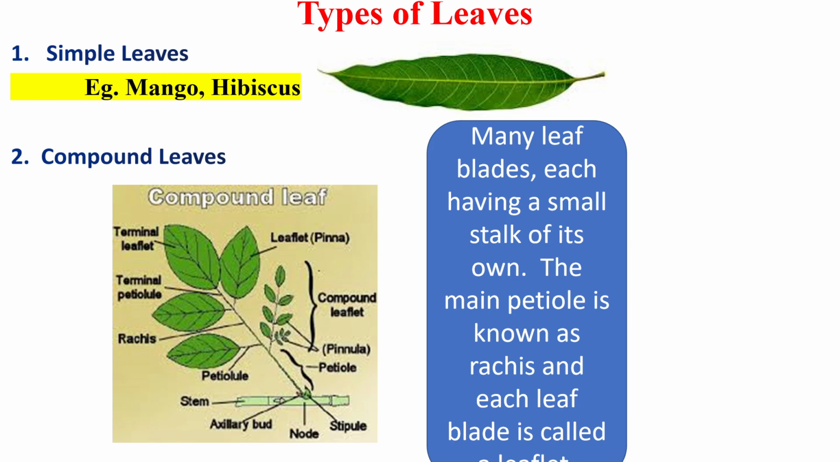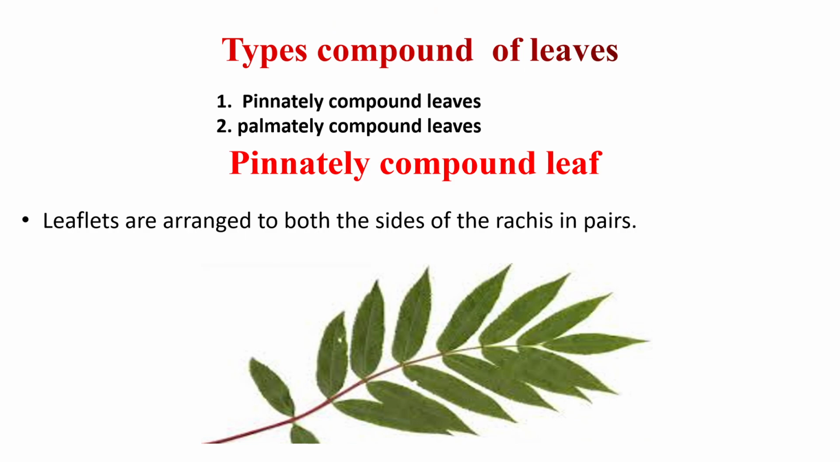Next, we can discuss leaf types. There are two main types. They are simple leaves and compound leaves. A simple leaf consists of only one leaf blade attached to the petiole. Example, mango. A compound leaf consists of many leaf blades, each having a small stalk of its own, and the main petiole is known as rachis, and each leaf blade is called a leaflet. Compound leaves are again classified into two: pinnately compound leaf and palmately compound leaf.